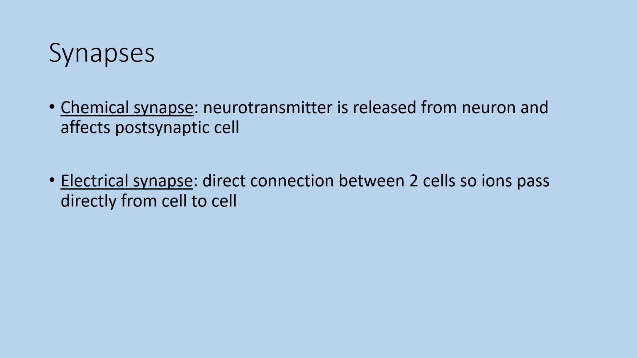Synapses, the chemical synapse, that's a neurotransmitter that's released from the neuron, and it's going to affect whatever that postsynaptic cell is. It could be another neuron, it could be a muscle, it could be a gland that, say, secretes a hormone or something. But a chemical synapse is where the neurotransmitter is being released. Electrical synapse, this is where there's direct connection between two cells. So the ions are going to pass directly from cell to cell to trigger that depolarization, all kind of as a unified step. What we see mostly are the chemical synapse.